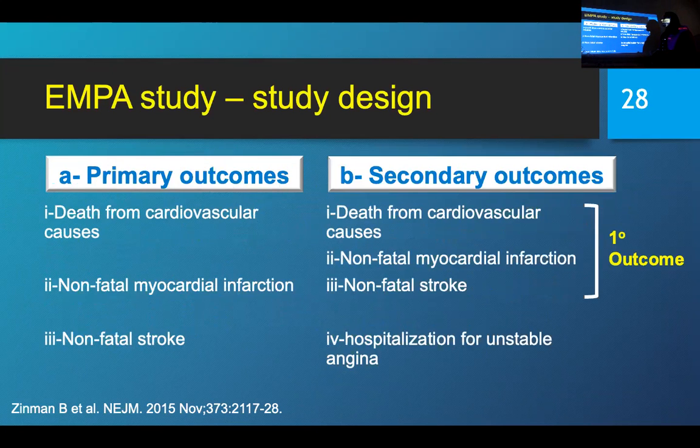For the primary outcome, the researchers were looking at death from cardiovascular cause, non-fatal myocardial infarction, or non-fatal stroke. The secondary outcome was basically the primary outcome, which is cardiovascular cause of death, myocardial infarction, or stroke, plus hospitalization due to unstable angina.